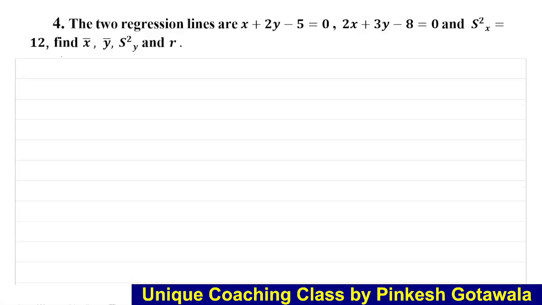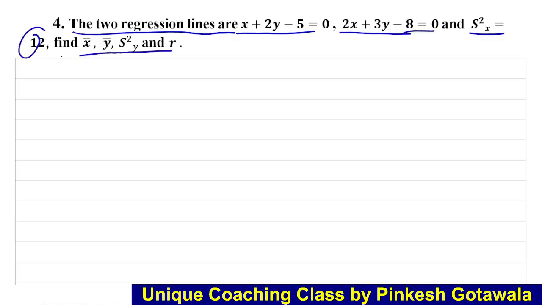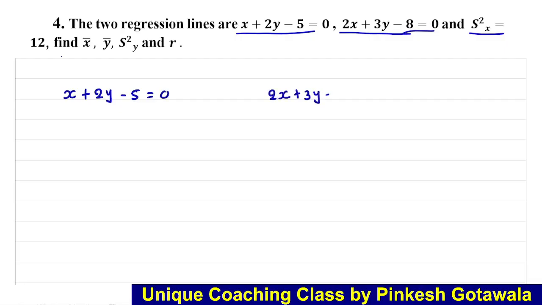Number 4. The two regression lines are x plus 2y is equal to 5 and 2x plus 3y minus 8 is equal to 0, and x square x is equal to 12. Find x bar, y bar, x square y and r. So here the same point, they give two regression lines, so just follow the steps as I told you. Two equations are given, we compare them to find x and y. Here minus 5 goes to this side, so plus 5. Here minus 8, this side it would be plus.